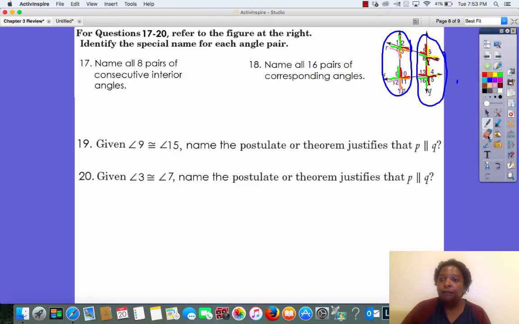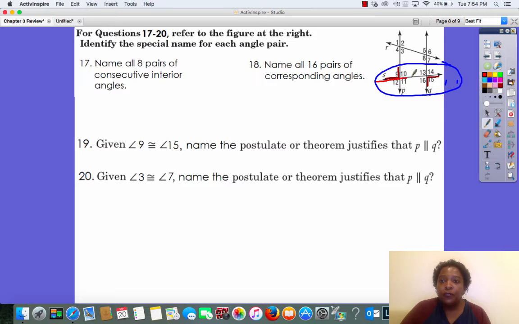Number 19. Still using the same image. Given that angle 9, so let's find angle 9. Here's angle 9. Is congruent to angle 15. Alright, I want to isolate this section, so that way I'm going to ignore this top part. Here are my two lines cut by my transversal. Angle 9 is on the outside, angle 15 is also on the outside.